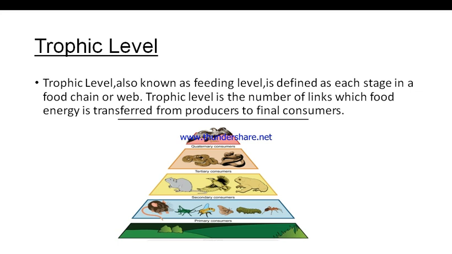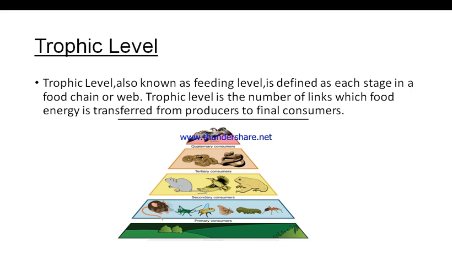The trophic level, also known as feeding level, is defined as each stage in a food chain or food web. For an example now, taking the class as a food chain. You know that after exams, the teachers position the students according to their performance. We have the first, the second, the third, the fourth, till the last person in the class.